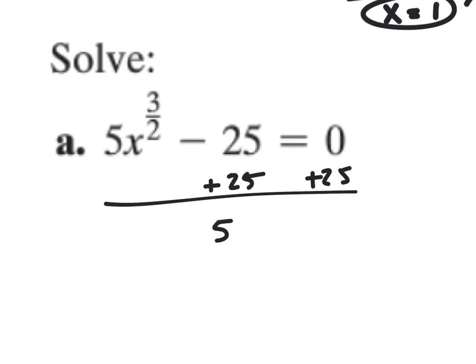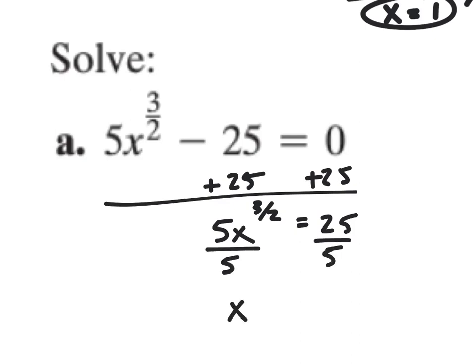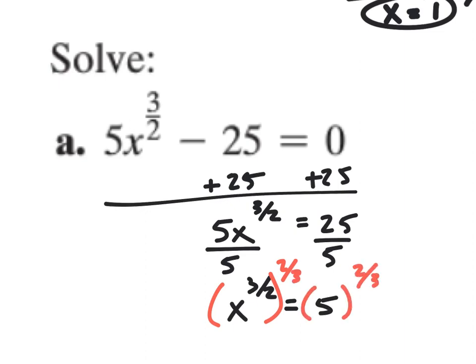And I am left with 5x to the 3 halves power is equal to 25. I'm going to divide by 5 on both sides. So I get that x to the 3 halves power is equal to 5. Now what I want to do is isolate x. I want to get x by itself. So I'm going to raise this to the reciprocal power, to the 2/3 power. Raise this one to the 2/3 power.